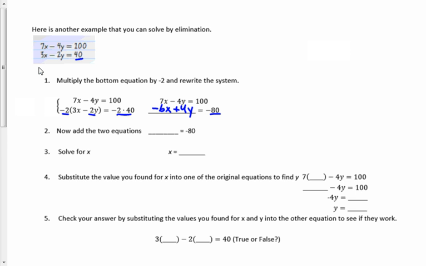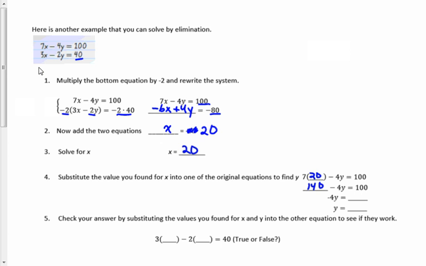Now adding these 2 equations together, 7x plus negative 6x is 1x. And negative 4y plus 4y is 0y. So we just get x equals negative 80. Oh, we forgot to add these together. Sorry, it shouldn't be negative 80. X equals 100 plus negative 80, which is 20. So x is 20.